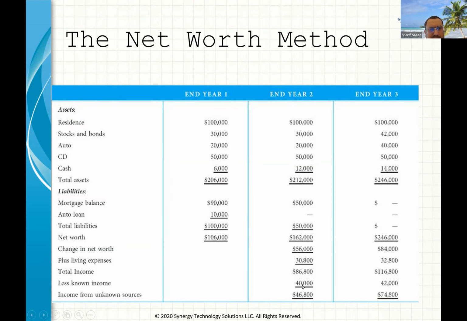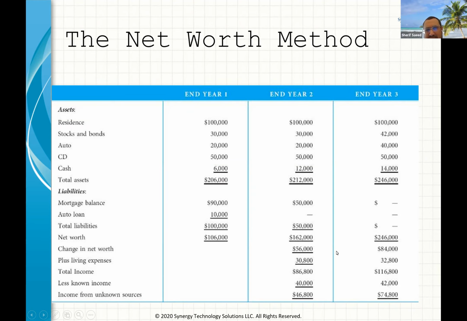And we take another 40,000 of known income from different sources. Maybe he has agricultural product that he sells and gets money, or rental income. So now we have $46,800 that is in excess of his known incomes. That is the unknown income. That's the questionable income. Clear?